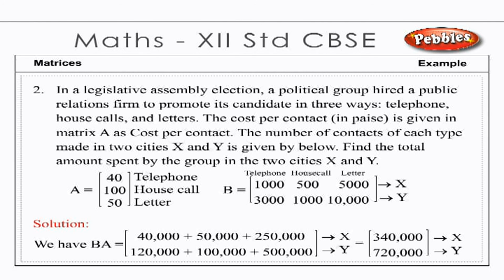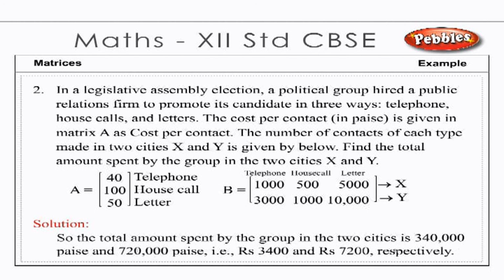Solution: we have BA equal to 40,000 plus 50,000 plus 2,50,000 tends to X, 1,20,000 plus 10 lakh plus 50 lakh tends to Y, equal to 3,40,000 tends to X, 7,20,000 tends to Y. So, the total amount spent by the group in the 2 cities is 3,40,000 paise and 7,20,000 paise, that is rupees 3,400 and rupees 7,200 respectively.